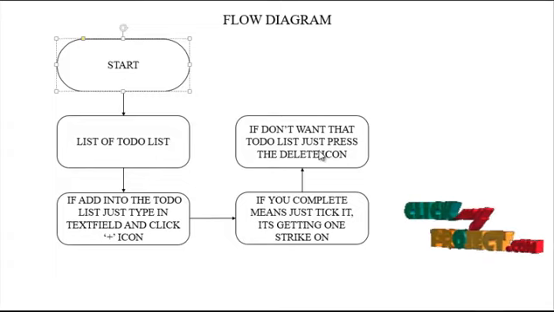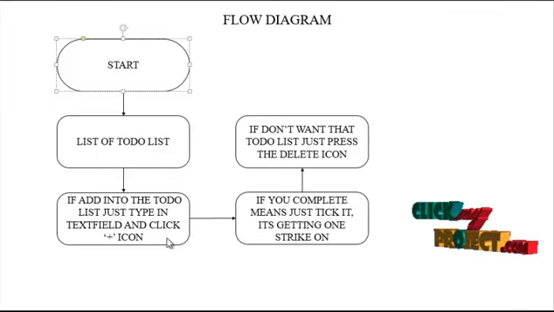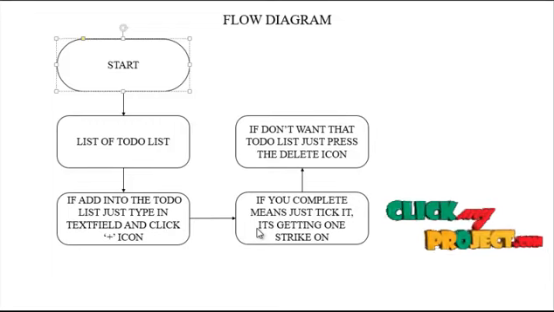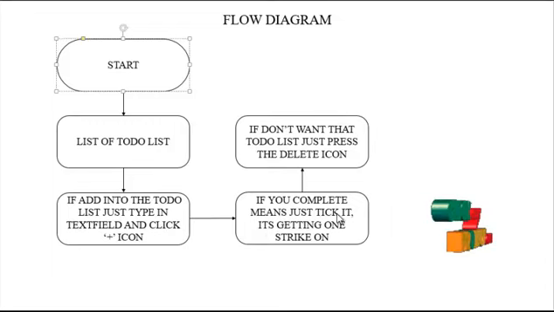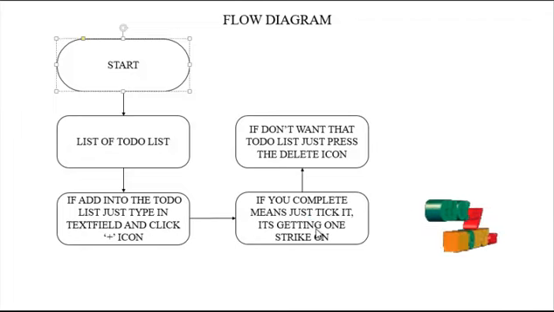In the next part of the video, I will show in detail how to add to the to-do list. Then if you have completed a task, just tick it. If you tick it, it gets a strike on the to-do list.